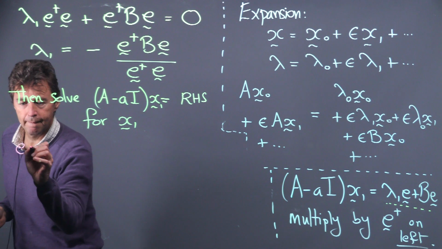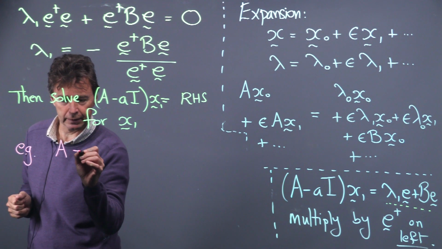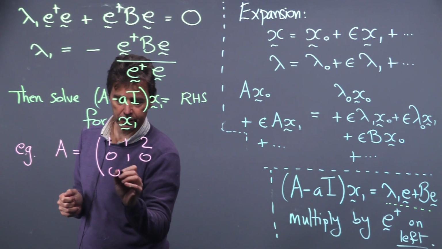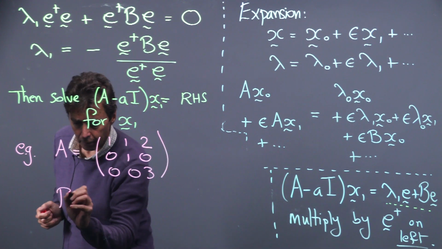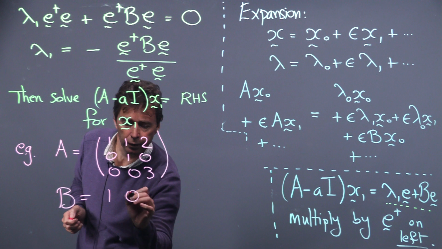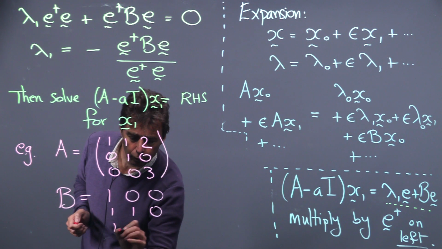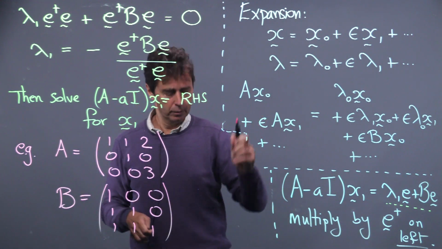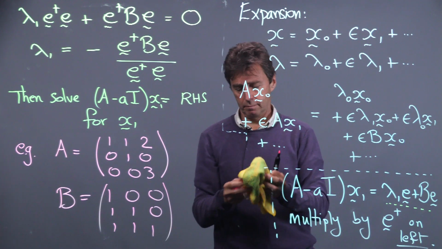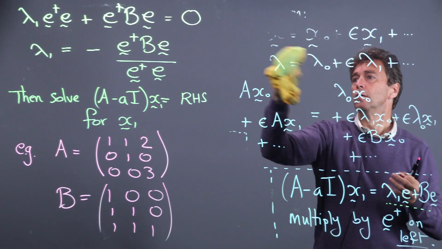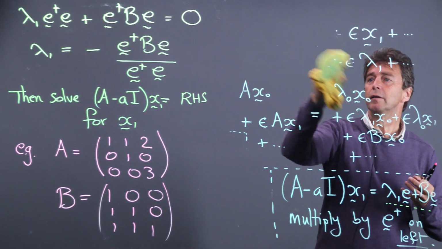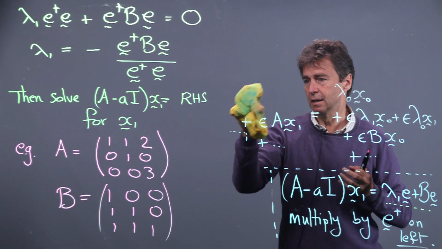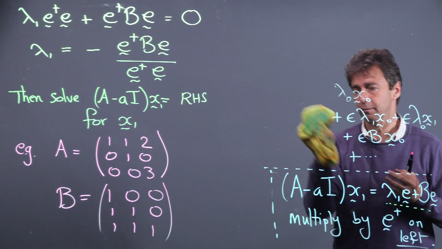So here's my example. I'm going to take the matrix A to be 1, 1, 2, 0, 1, 0, 0, 0, 3. B, this perturbing matrix, will be 100, 1, 1, 0, 1, 1, 1. Okay? So I'm solving the problem that I posed at the start. And the strategy will be to first of all write down the eigenvalues and eigenvectors of the matrix A, and then compute the corrections to them.